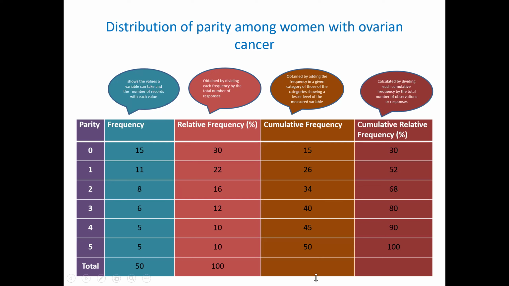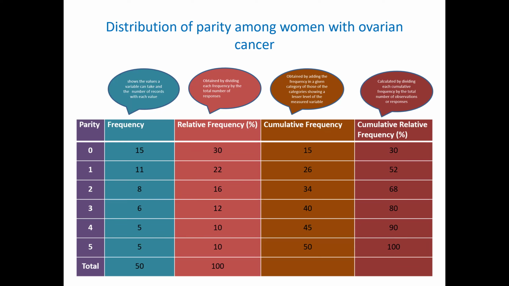So hope you can see the screen. Let's look at the first type of distribution, which is frequency distribution. You will see that out of 50, the para 0, the people that have not carried to term, are 15 in number. The people that carried to term once are 11. Twice, 8. Three times, 6. Four times, 5. Five times, 5. If you add everything, it makes 50 because there are 50 women here.